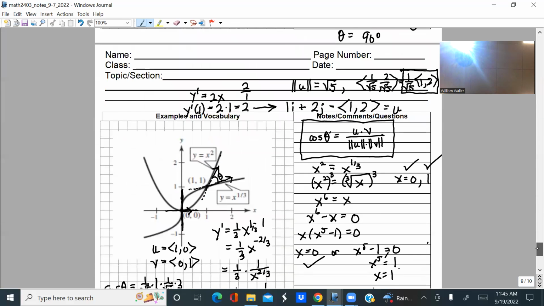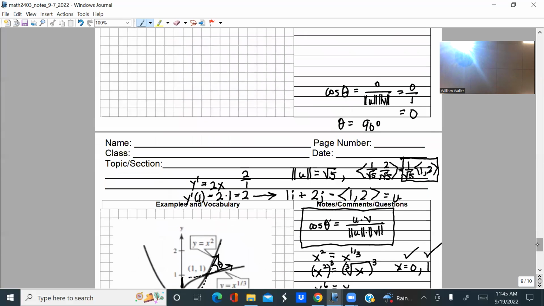Oh, I see. Okay. So remember, when two vectors are perpendicular, their dot product is going to be 0, right? So whenever you get a dot product of 0, remember that means the vectors are perpendicular. Keep that in mind, because that's an important and useful fact. The dot product is 0 when vectors are perpendicular.